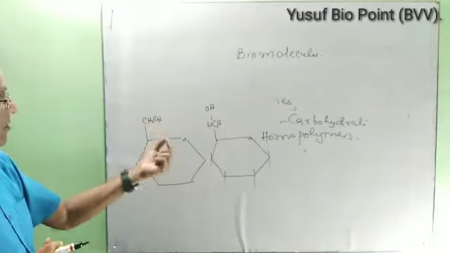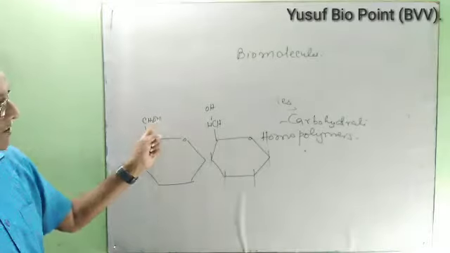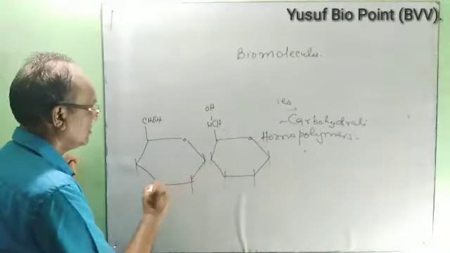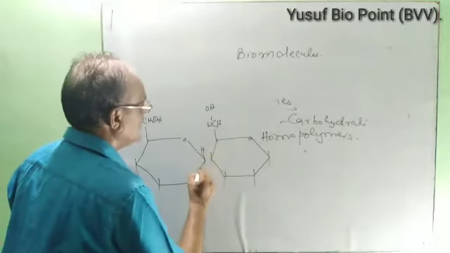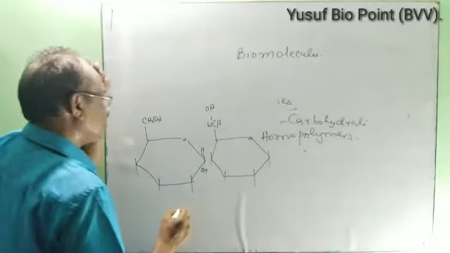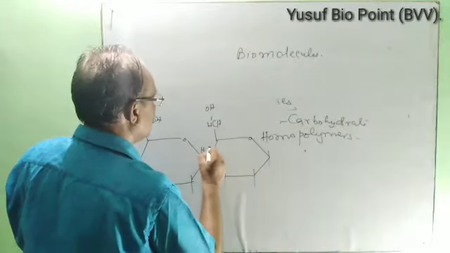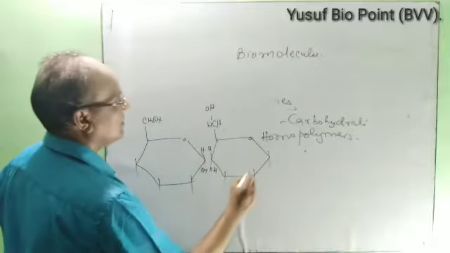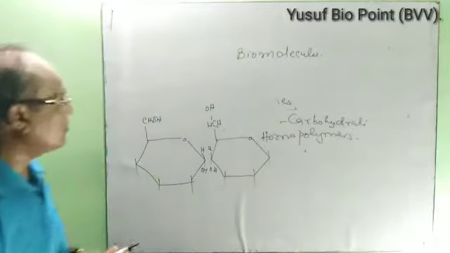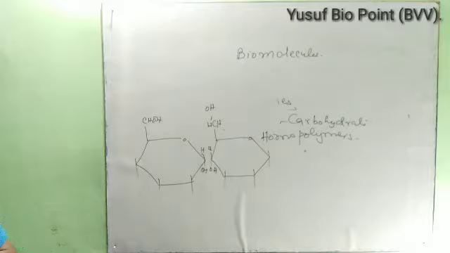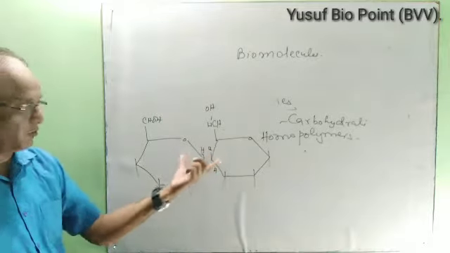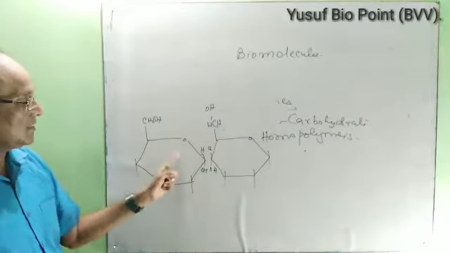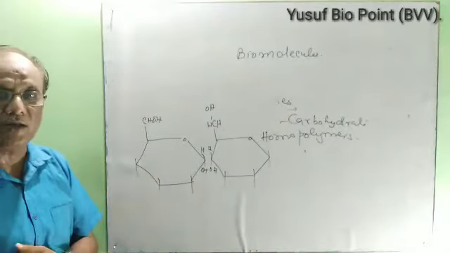This can act in this fashion or this one. H, OH, understand? H, OH. These are formed in that. Now, these are two molecules of glucose, that is C6, 1, 2, 3, 4, 5, 6, C6H12O6, that is two molecules of glucose.